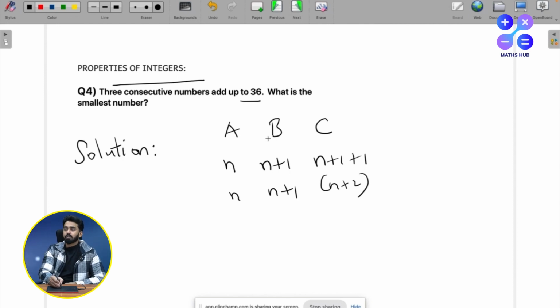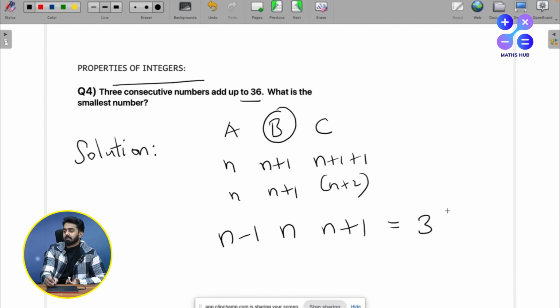Another way would be if you assume the intermediate number to be n, it makes the calculation slightly easier. Because A would be 1 less than B, so it could be n minus 1, and C would be 1 more than B, which is n plus 1. So if you do that, you can easily calculate because you get to cancel out the ones.